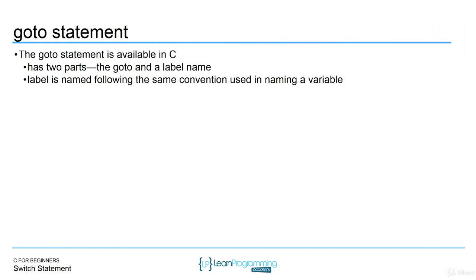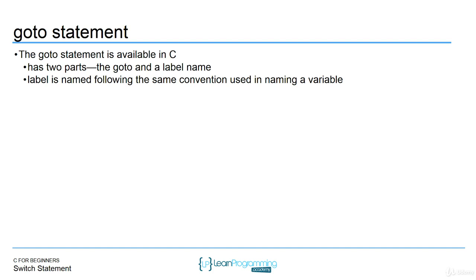The last thing I wanted to mention was the goto statement in relation to decision making. It's not a direct decision statement. It's more of jumping to a different line of code using a label, but it is available in C. And that's why I wanted to mention it. There are two parts to the goto statement, the label and the goto keyword.